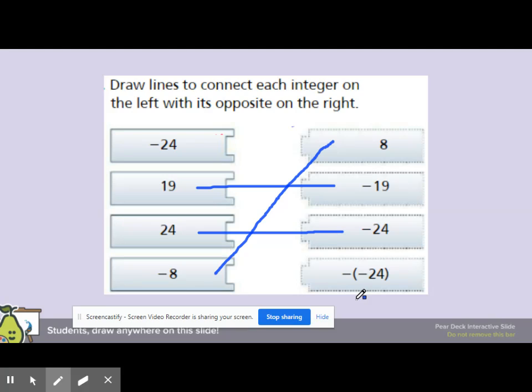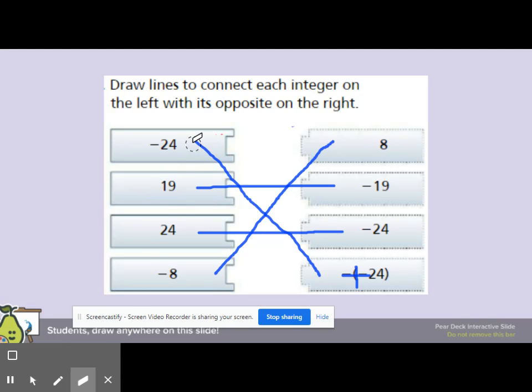But why? Well, because this says opposite of -24. This is the opposite of -24. And you can remember 2 negatives make a positive. So these ones connect. Opposite numbers. Okay?